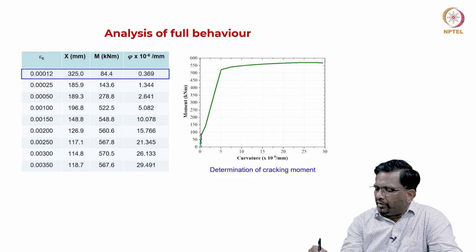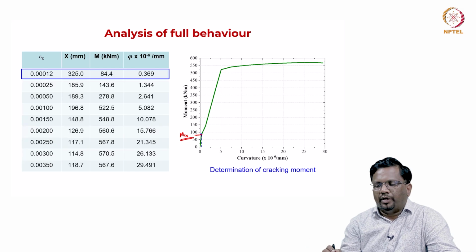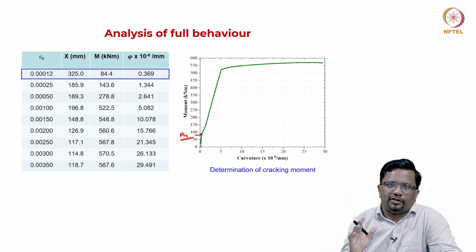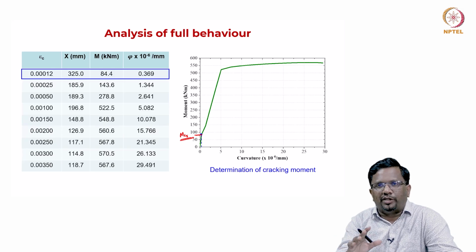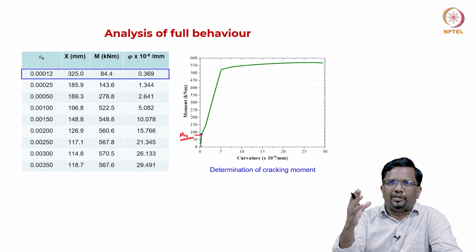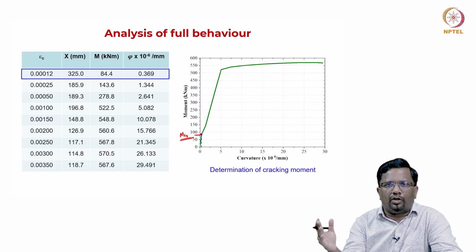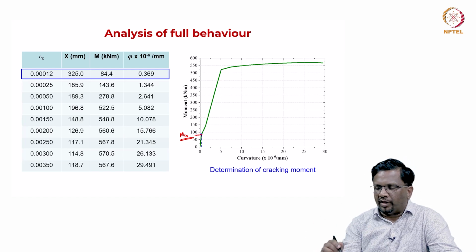So, if you go back, this is your cracking moment, okay, this is your MCR. Now you see the section dimensions are all the same, 300 by 650, for both pre-stressed as well as non-pre-stressed, and they also have equivalent steel. That means the tension force at yielding from the non-pre-stressed section and the pre-stressed section is nearly the same, right. So, let us look at the first point now, how do we get it.